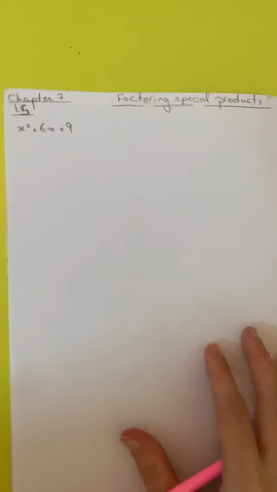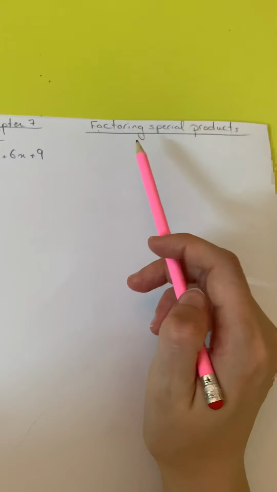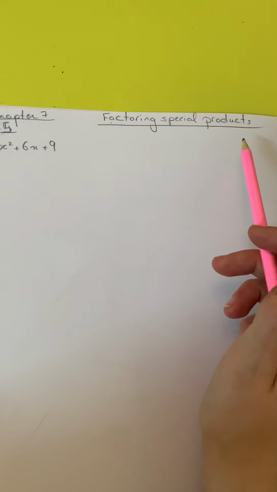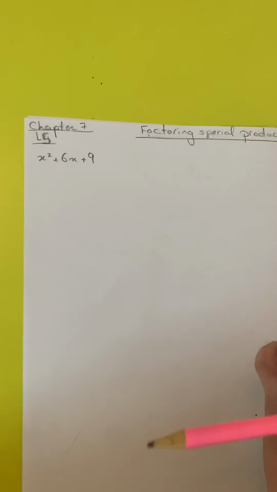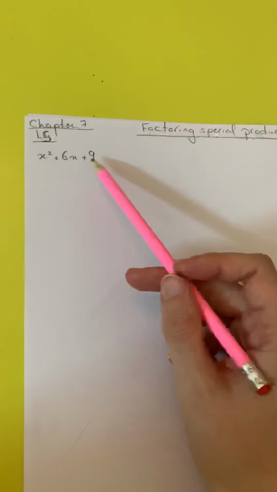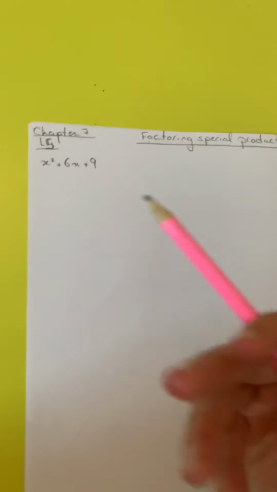Good morning, girls. Today's lesson is Chapter 7, Lesson 5, which is Factoring Special Products. We're going to factor trinomials like the way we've been doing before, a trinomial like this. But because some trinomials are special, we're going to use a faster and easier way.